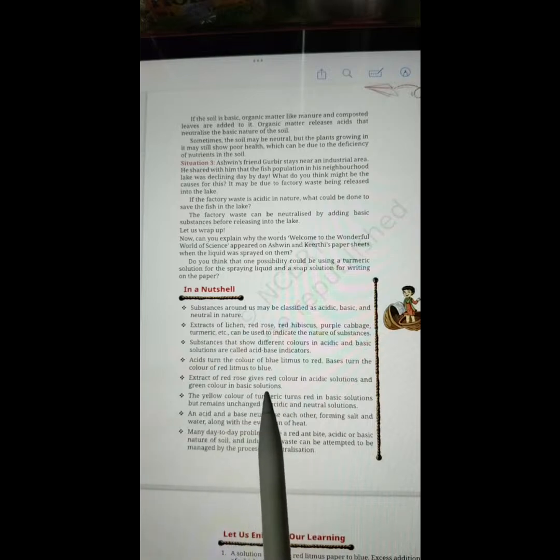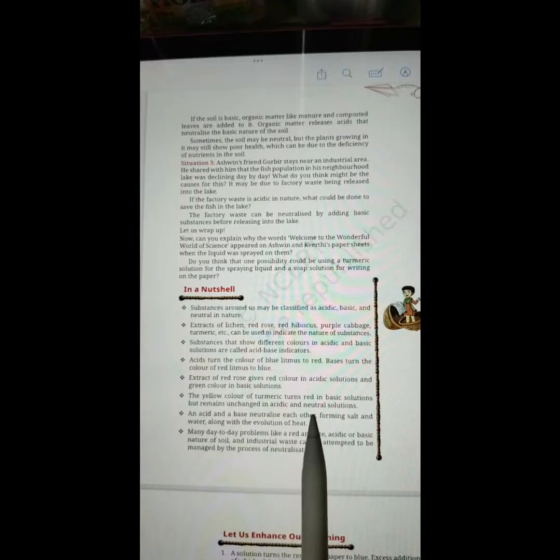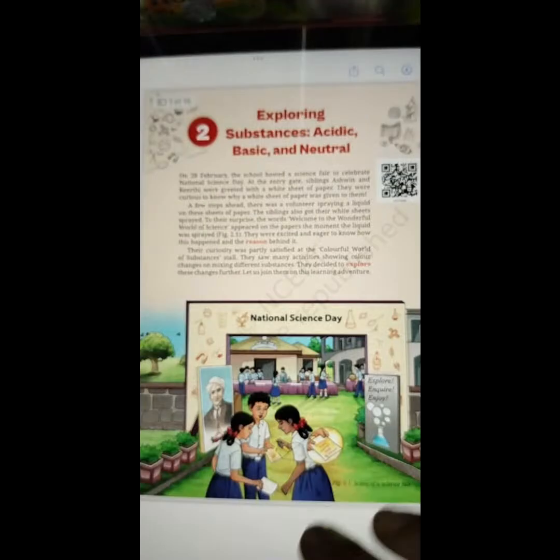Extract of red rose gives red color in acidic solutions and green color in basic solutions. The yellow color of turmeric turns red in basic solutions but remains unchanged in acidic and neutral solutions. An acid and a base neutralize each other, forming salt and water along with the evolution of heat. Many day to day problems like the ant bite, the acidic or basic nature of the soil, and industrial waste can be managed by the process of neutralization.